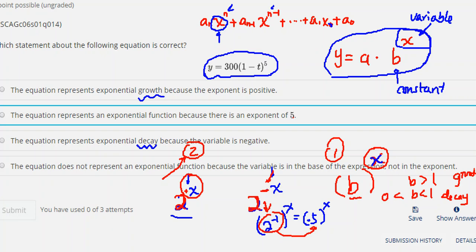Now, hopefully this little tutorial provides you enough information to identify whether it is an exponential function or not, and whether it is exponential growth or exponential decay.